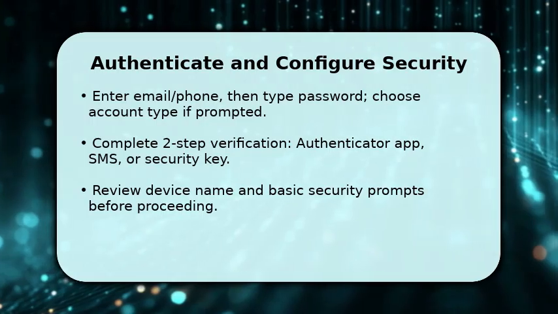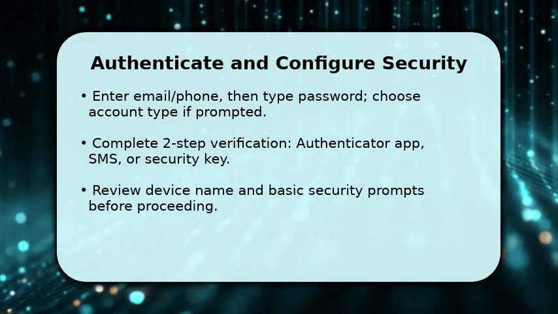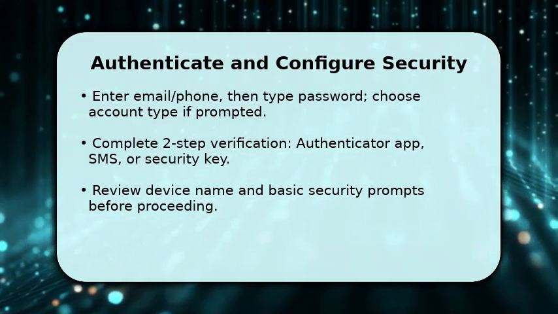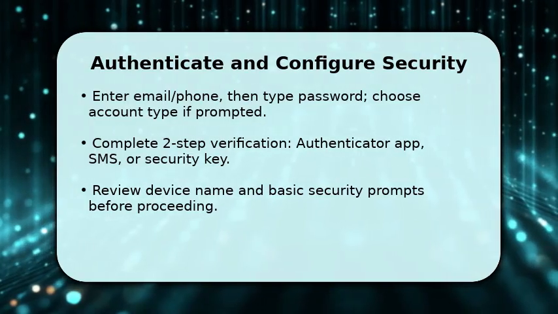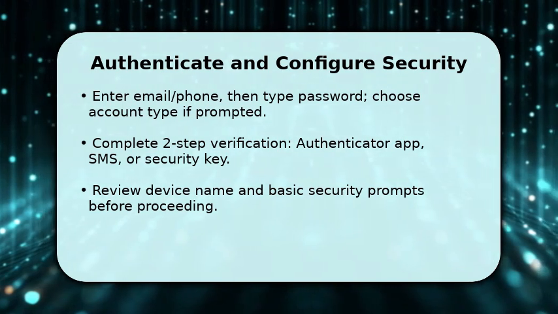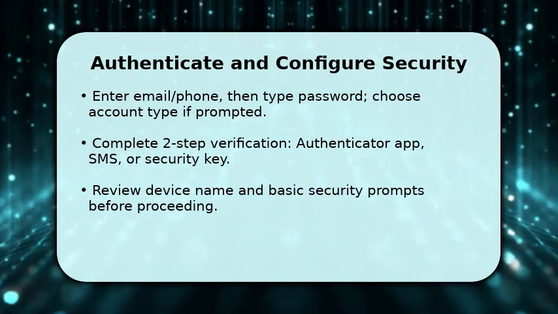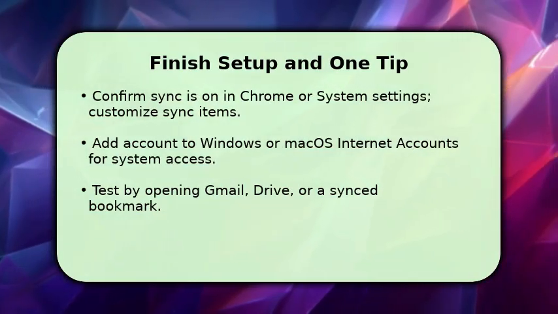Then review any permission requests. These control sync and data access. If you want selective sync, choose Settings now. Otherwise, accept defaults to enable full syncing of bookmarks, passwords, and extensions. Finish by confirming sync is enabled in Chrome's Profile menu or in your computer's Internet account settings. Choose what to sync: bookmarks, passwords, extensions, then save.